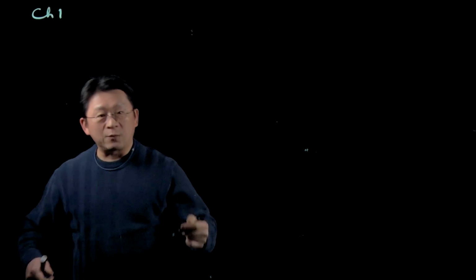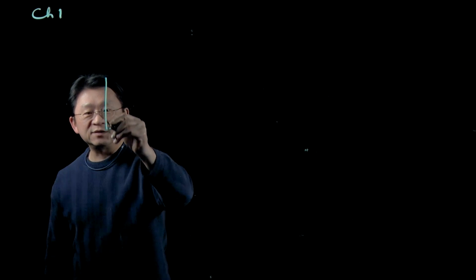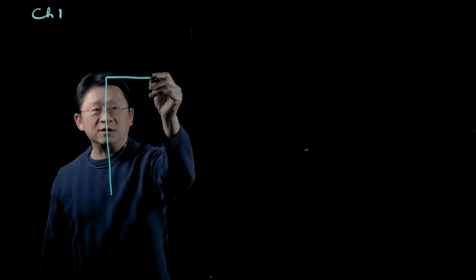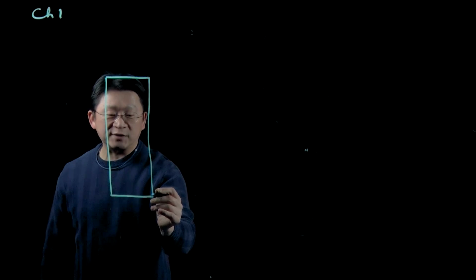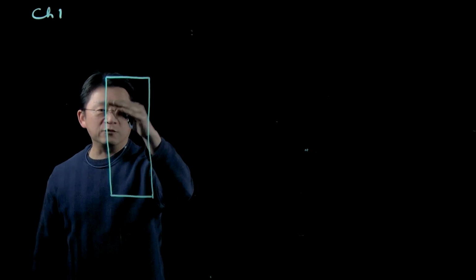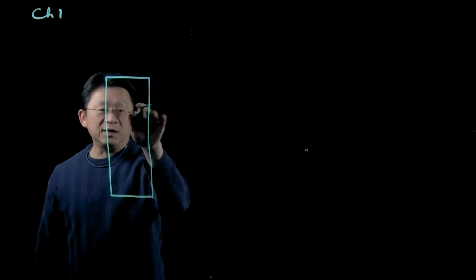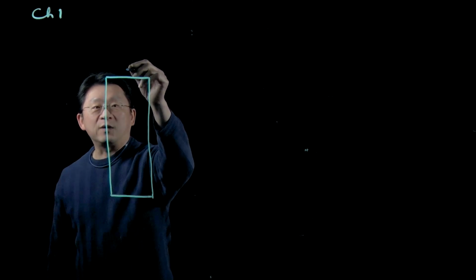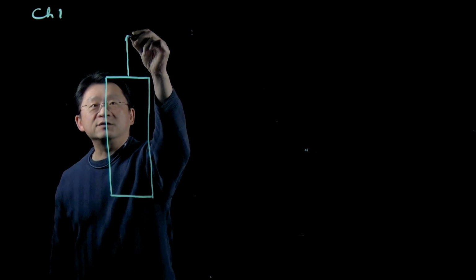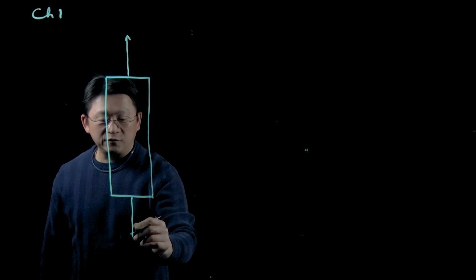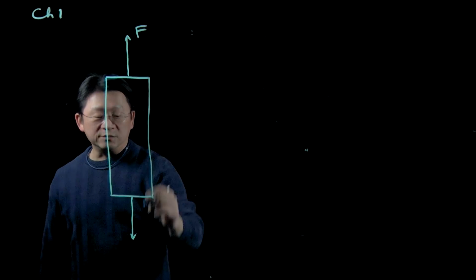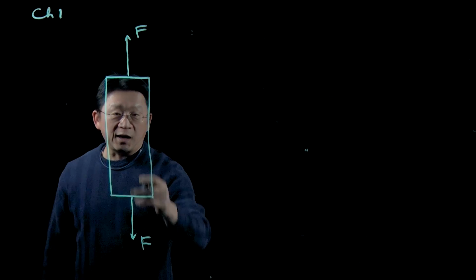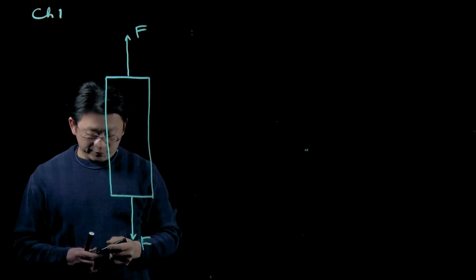So here, let me make up one example. Consider a material model, and for simplicity, we consider this is a rectangle and has a uniform cross section. For this one, we consider this is under a certain type of loading. For simplicity, again, we consider this is under axial loading, and the magnitude is equal to F.